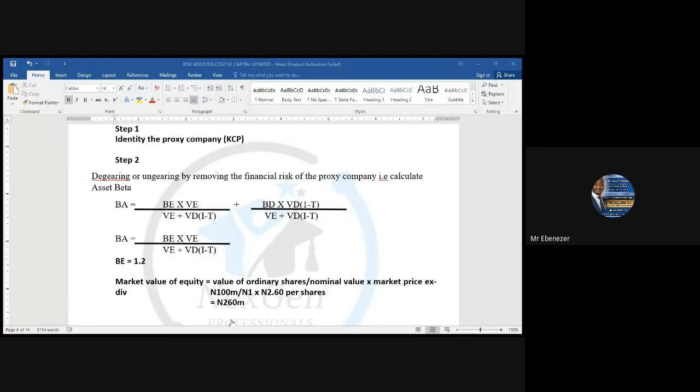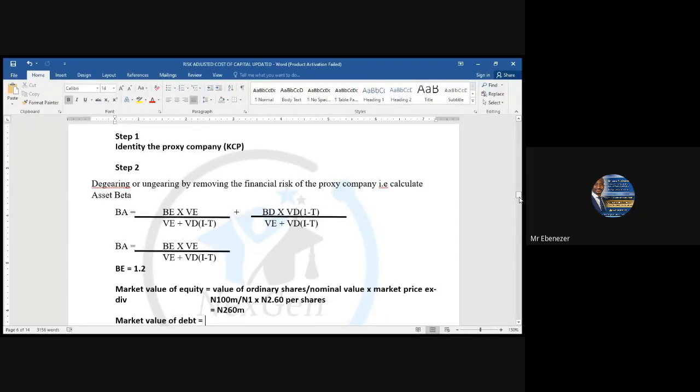Assumption is allowed in finance, even generally. Yes, it's an assumption, but your assumption should be based on fact. Not that because this one increased, then definitely this one should increase by 2%. On what basis? So if this is established, this is the market value of equity. So what will be the market value of debt? Market value of debt. Let's check.